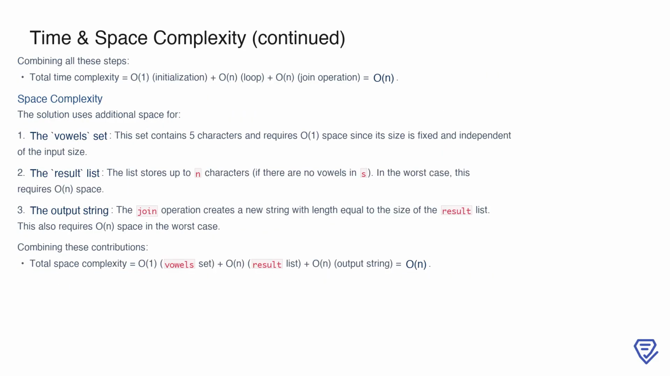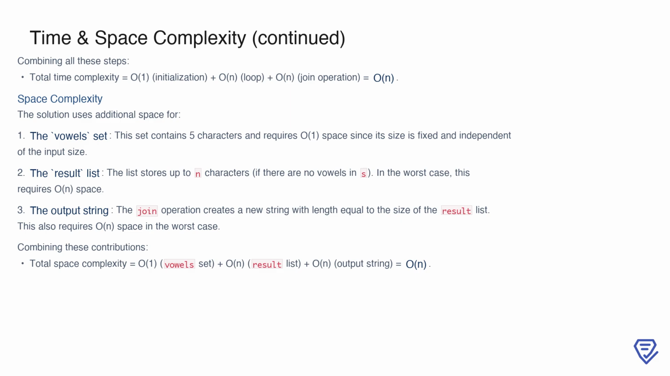When we combine the time complexities of all the steps, the total becomes O(1) for the initialization of the vowel set, O(n) for iterating through the string, and another O(n) for the join operation. Adding these together, we arrive at an overall time complexity of O(n).